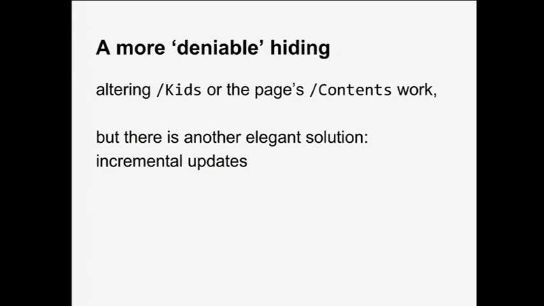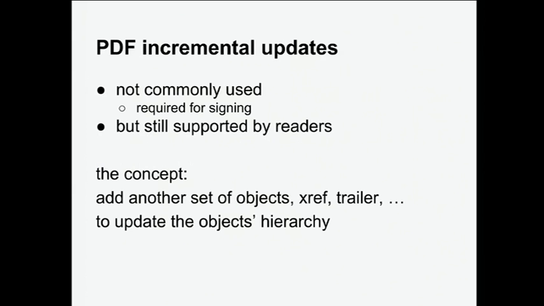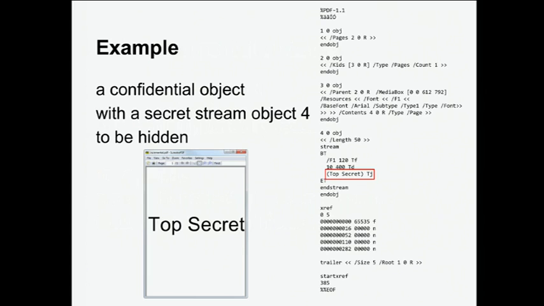Yeah, more deniable hiding. Yeah, incremental updates. Incremental updates is a way that is not so common anymore, but it's still supported, where you can have your document and you can say, okay, now I overwrite the definition of these objects. So basically you can have a top secret document and just provide an update to this object just to say, okay, now they are limited. So let's look, for example. So here we have a page and the stream, the usual object stream 4 contains top secret.